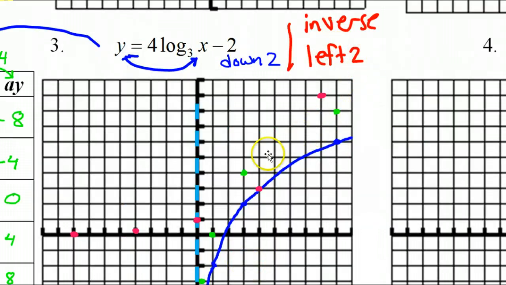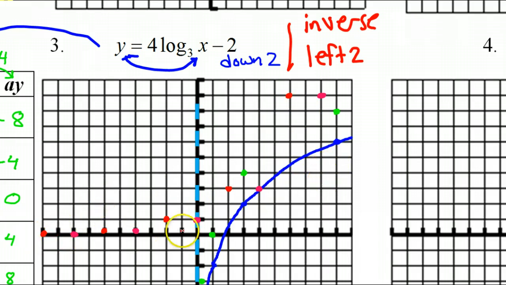So anyway, the bottom line is we have plotted these temporary points here in pink. But now we have to do the shift. Because the original function was shifted down 2, the inverse function will be shifted left 2. Down becomes left. So I need to take each one of these points and shift them left 2. So this one will be here, and here, and here, and here, and here. Now these red points are the actual final graph.